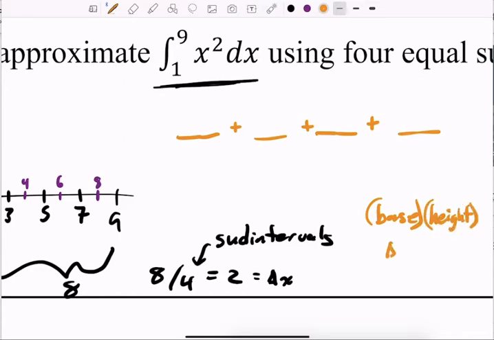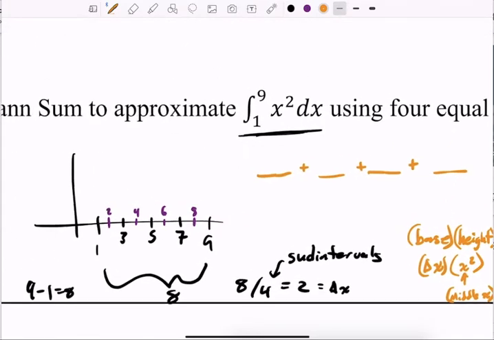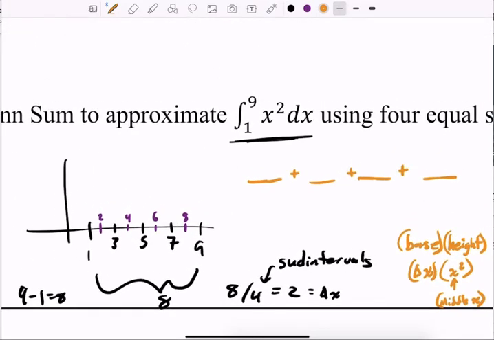The base is your delta x. Sometimes the delta x is always the same, and sometimes it's not. In our case, it's always the same. Our delta x is always the same, and then the height is found by going, well, in our case, it's x squared. Okay? And then inside that x, we're going to have the middle number, or the middle x. Okay, so our middle x's are 2, 4, 6, and 8. So our base is the same every time.